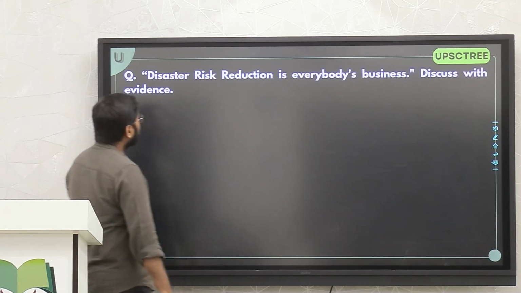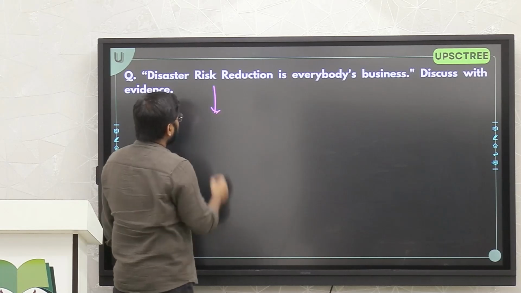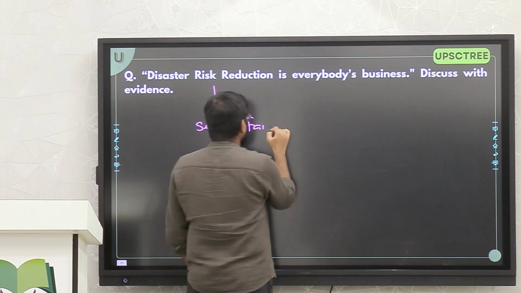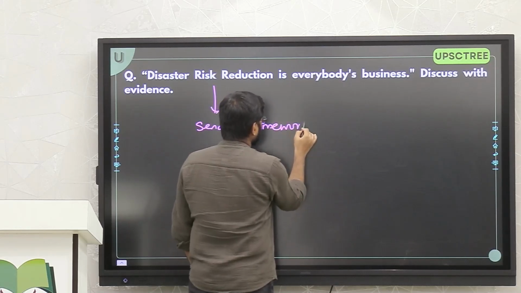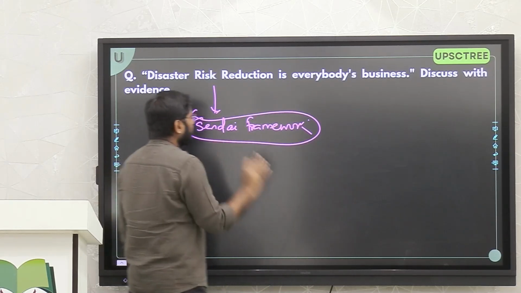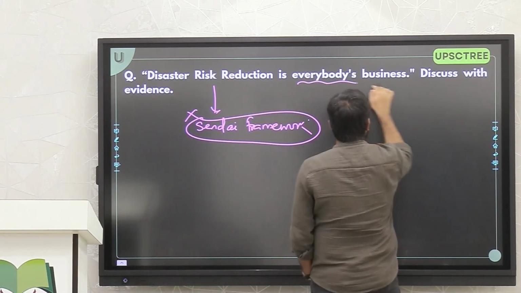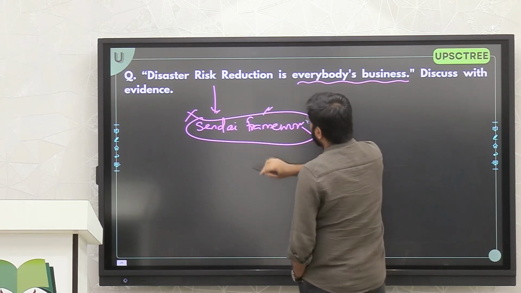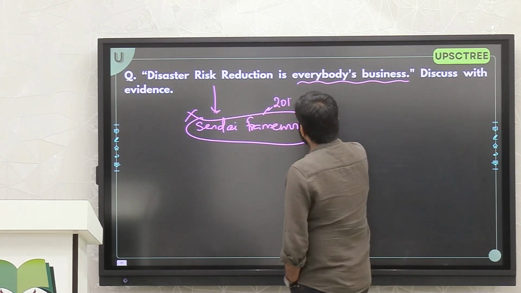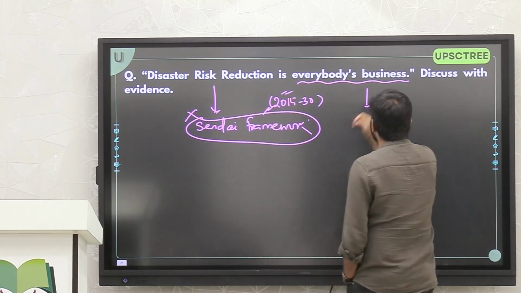Next question: disaster risk reduction is everybody's business. Now, disaster risk reduction is associated with the Sendai framework. But if you are writing only about the Sendai framework, it is not about that at all. It is talking about disaster risk reduction being everybody's business. So give a passing reference that there is the Sendai framework, which runs from 2015 to 2030 and talks about disaster risk reduction. Why is it everybody's business?